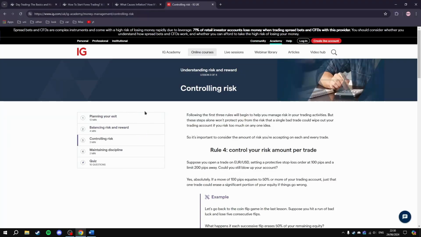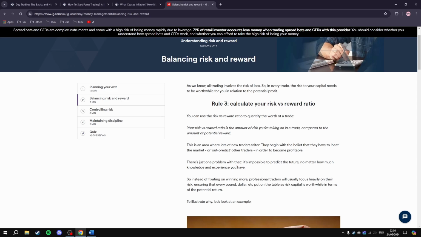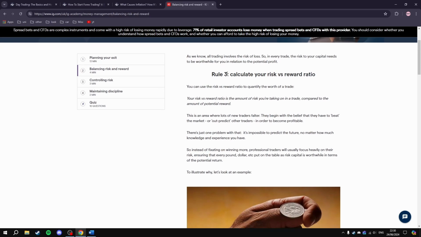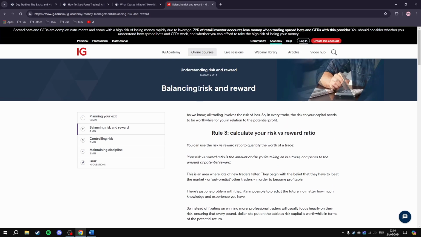So in the last episode we went through balancing risk and reward. Basically, all trading involves the risk of loss, so every trade, the risk to your capital needs to be worthwhile for you in relation to the potential profit. So there were 5 rules that we were going through of understanding the risk and reward.